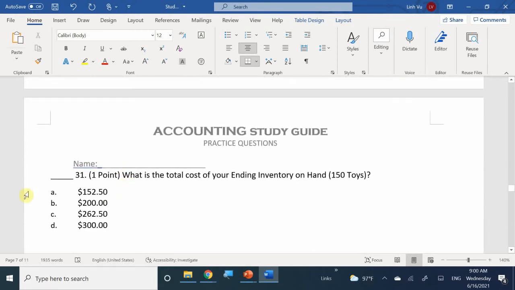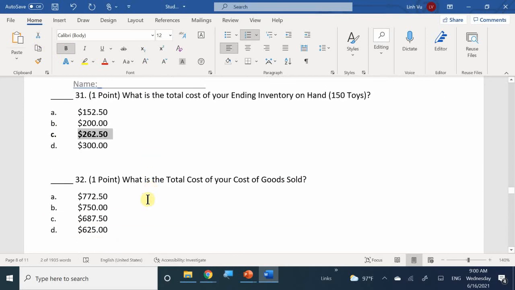So the question here is this is the exact kind of question I'm going to ask you on the exam, okay? What is the total cost of your ending inventory on hand? Okay, that's 262. Exactly. Good. 262 because we solved for it right there. Okay? And then what is the total cost of your cost of goods sold? 687.50. Excellent.